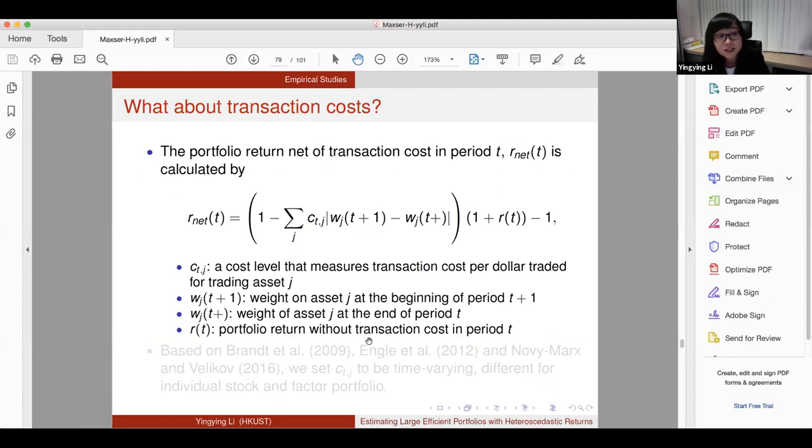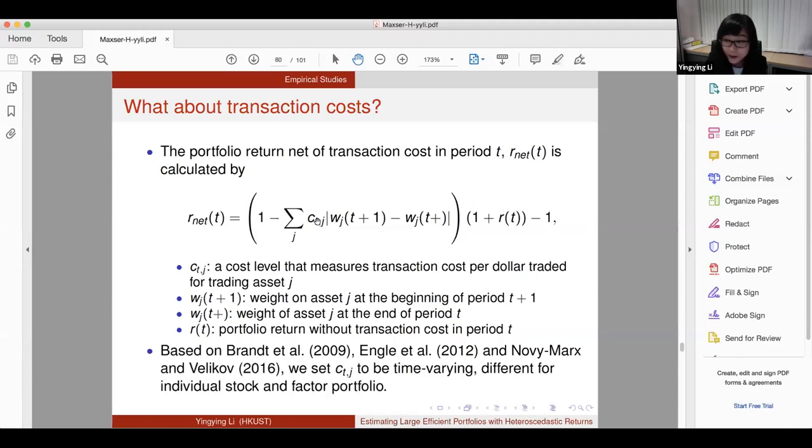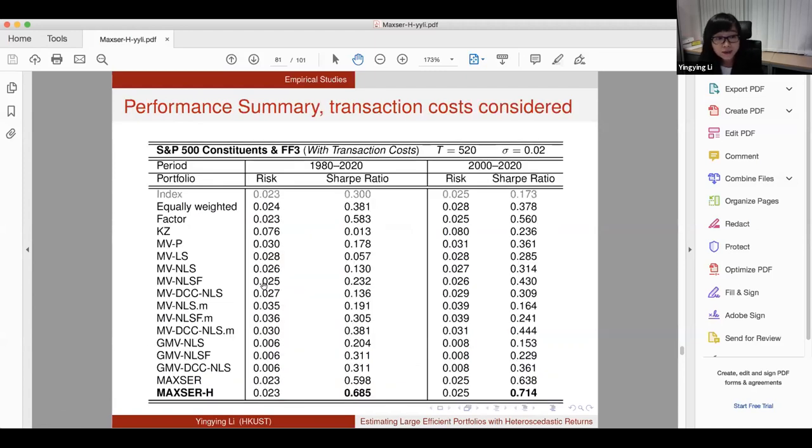So for practical considerations, one may wonder what happens if we add transaction costs. In order to find out, we did a very careful analysis with transaction costs taken into account. We take the models from the literature, these papers, to build the models for the transaction costs. And after transaction costs are considered, a short message is that the advantage of MaxER or MaxER-H becomes even more clear.